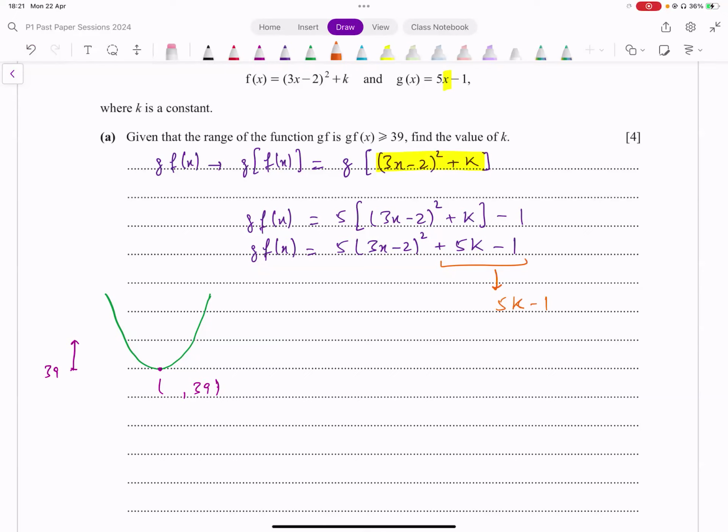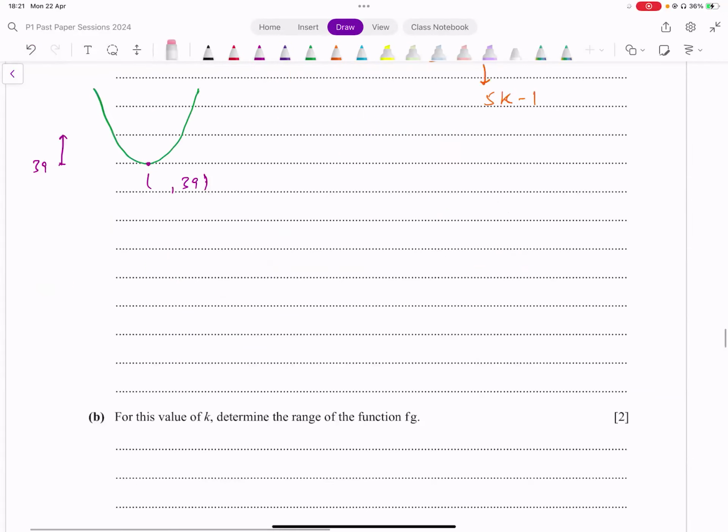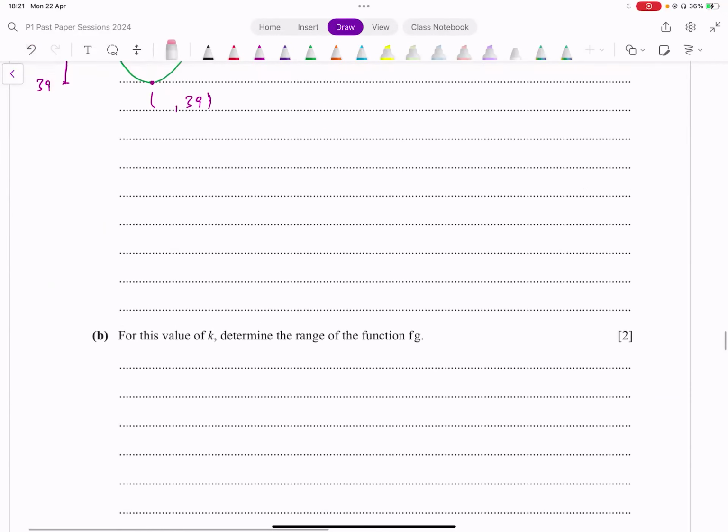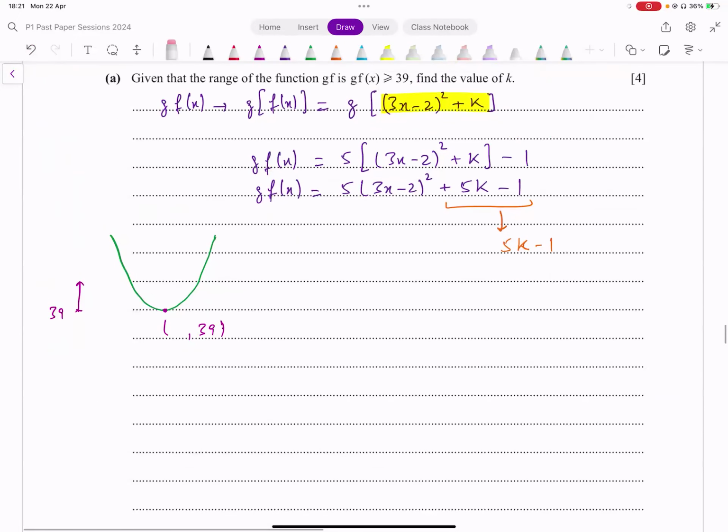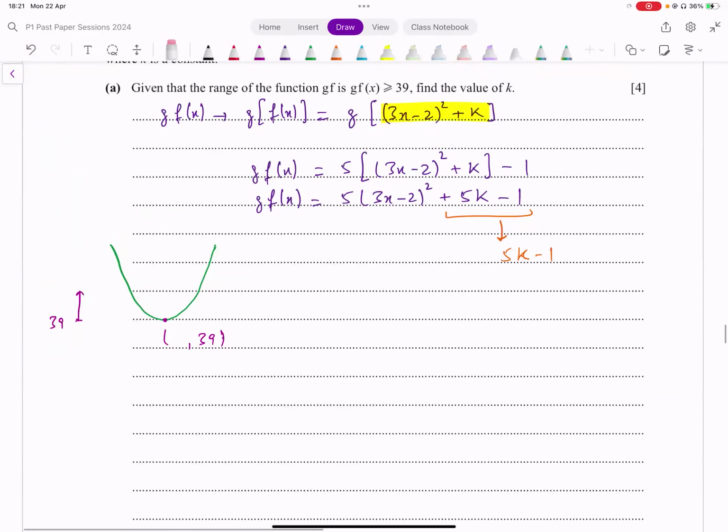What about the x coordinate? For the x coordinate, you would have to put this thing equal to 0. You don't need that here, but in case we need that later, maybe let's just write that down. What's the x coordinate? We would put this equal to 0. 3x minus 2 equal to 0. X equals 2 over 3. So the coordinates of this turning point are going to be 2 over 3 and 5k minus 1.